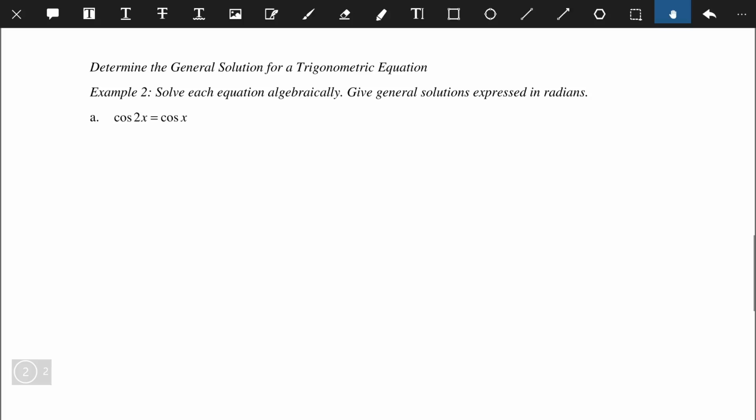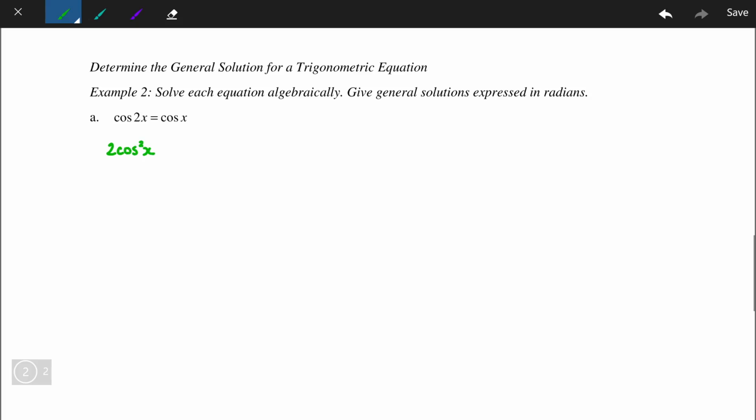It says cosine 2x is equal to cosine x. So we can rewrite cosine 2x as 2 cosine square x minus 1, and it's still going to be equal to cosine x on the right-hand side. From there, we can move everything to the left-hand side and have a quadratic expression in terms of cosine. So that is 2 cosine square x minus cosine x minus 1 is equal to 0. This is, of course, factorable once again. And we can factor by grouping or some other method. It entirely depends on the question.